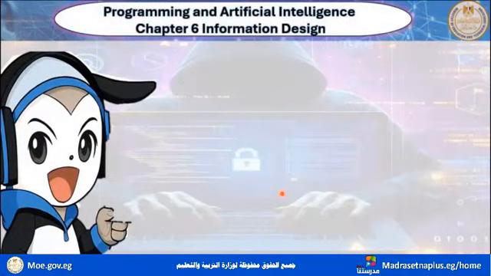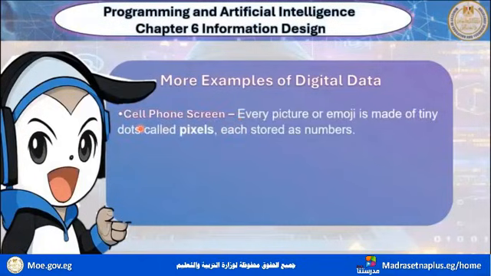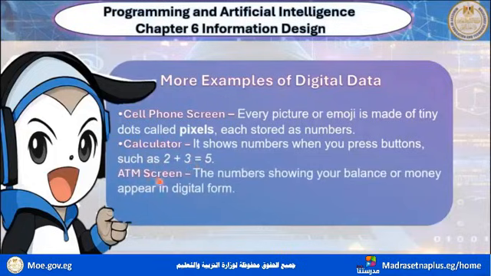And to understand more about digital, we brought you more examples. Check here, cell phone screen. Every picture or emoji is made of tiny dots called pixels, each stored as numbers. Do you know your calculator? It shows numbers when you press a button, such as 2 plus 3 equals 5. ATM screen. The numbers showing your balance or money appear in digital form. So this is digital data.